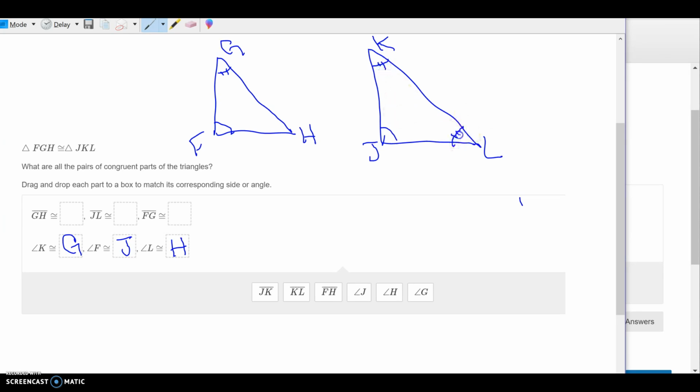And then I forgot my tick marks for this. Okay. So now, which is GH right here? It corresponds with KL. You can also see with how the letters line up. JL is here. It corresponds with FH. And then we have FG, 1, 2, 3, corresponds with JK.